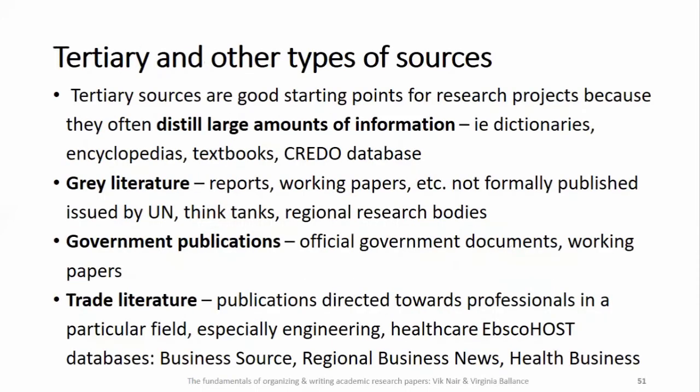Tertiary sources are those which distill large amounts of information, such as encyclopedias, dictionaries, textbooks, that kind of thing. Other sources are what we call gray literature, which would be government reports, working papers, and then the third kind of literature is trade literature, which would be journal articles written in professional journals for, let's say, engineers or businessmen.